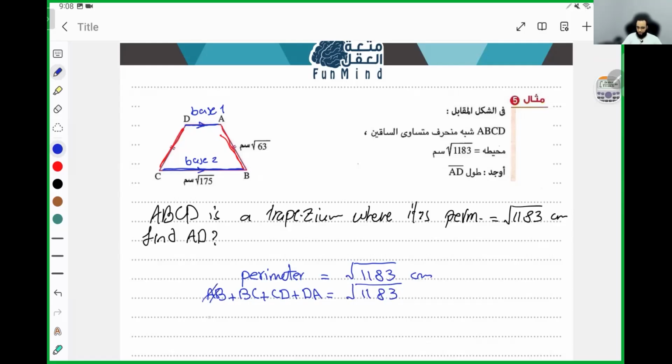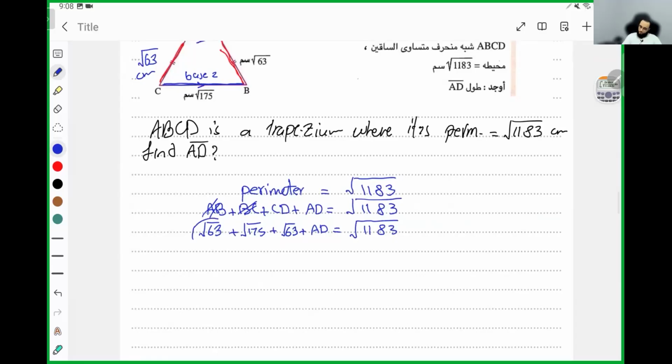AB, we have root 63. BC, we have root 175. CD is the same as AB. It's root 63 also, you know? Plus DA, which is AD, actually. You're asking about AD. So, this one and this one, they are the same. You can put it 2 root 63 like that. Okay? If you want to get AD, we will minus.